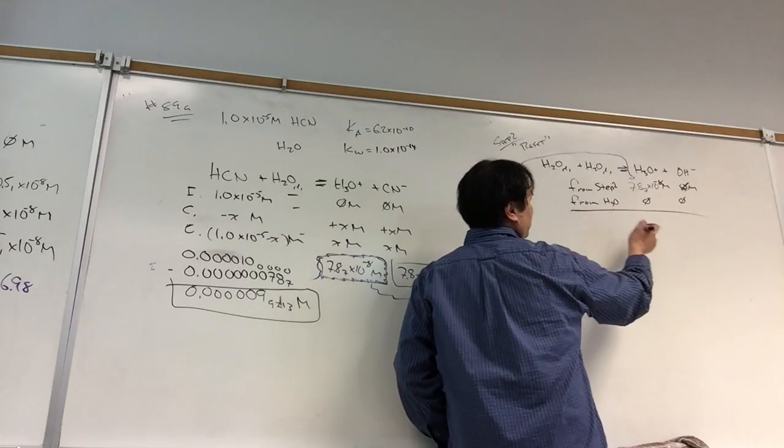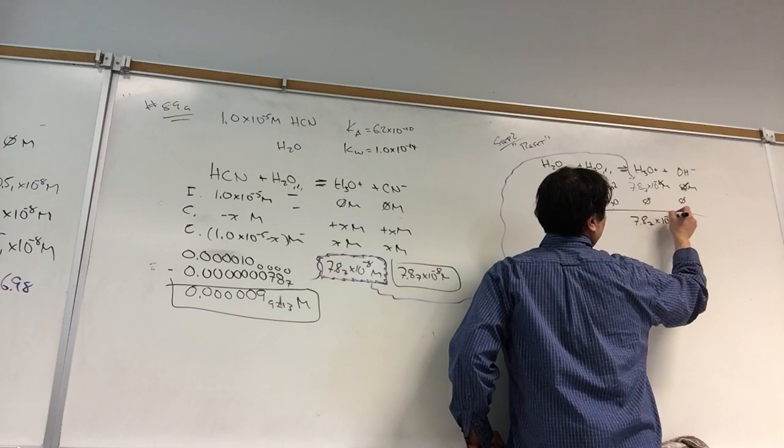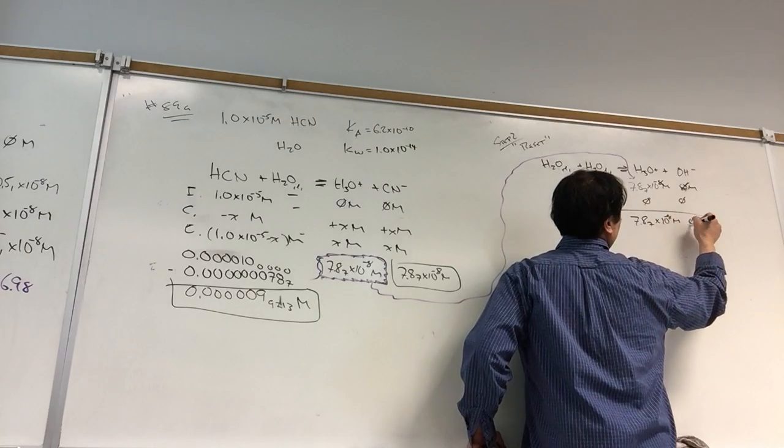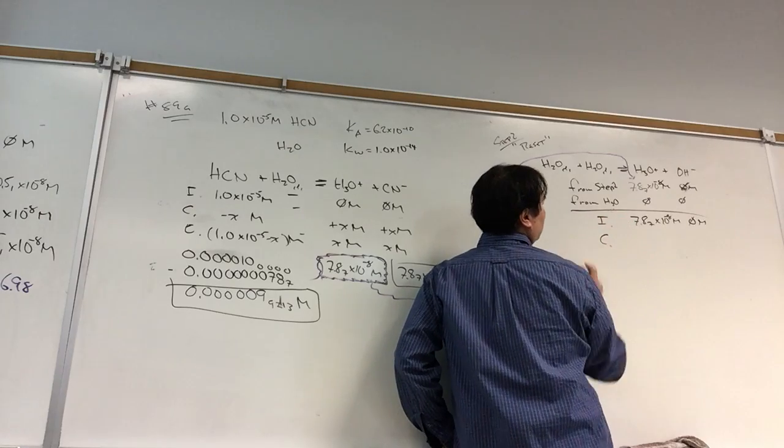Usually I write water first, but in this case, I'm going to start off with 7.87 times 10 to the minus 8 molar hydronium plus 0 molar hydroxide. So this is my initial. The change is all going to come from water.